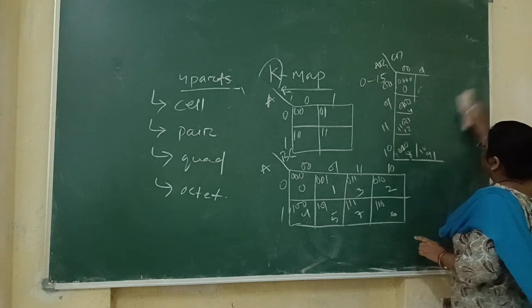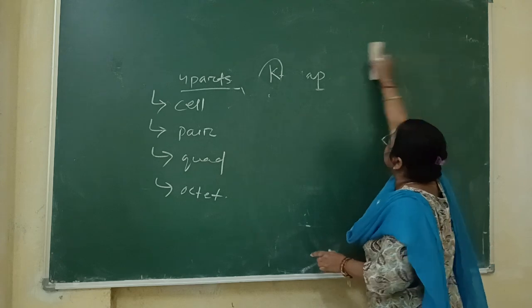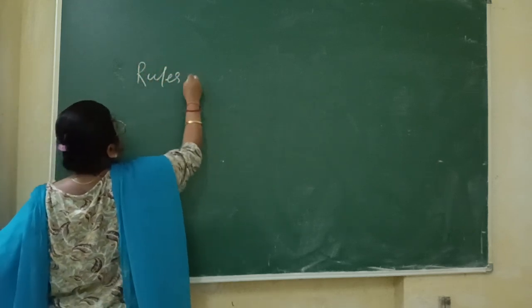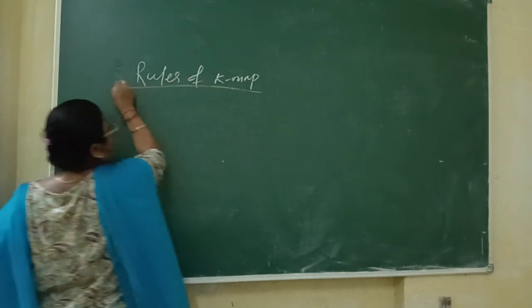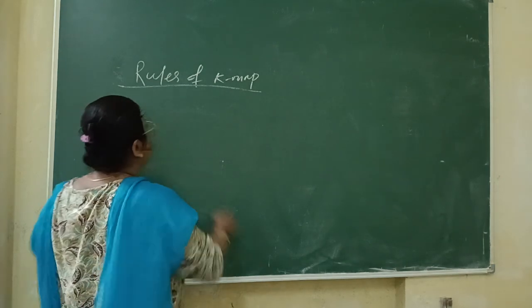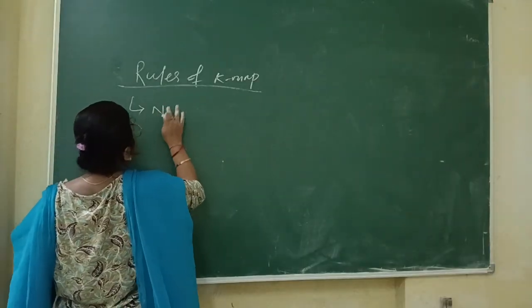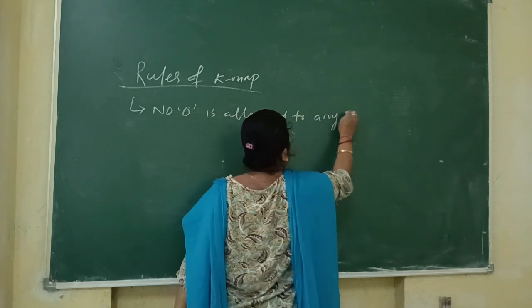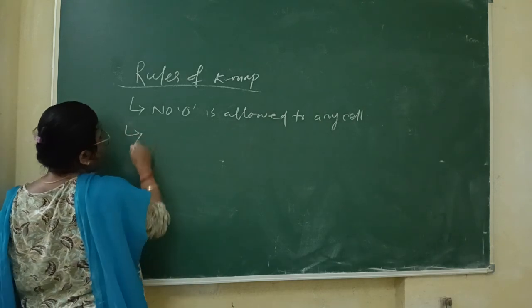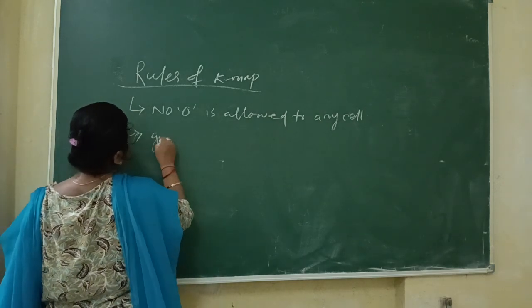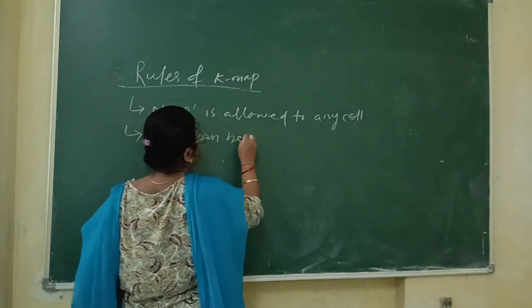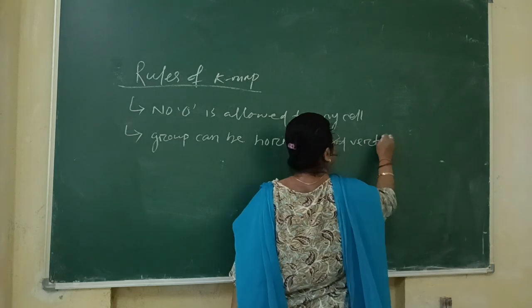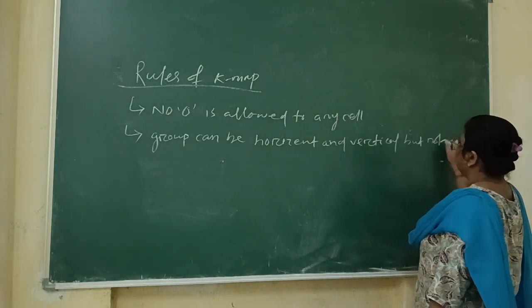So now, rules of K-map. What are the different rules in K-map? First rule is no zero is allowed to any cell. Second point, groups can be horizontal and vertical, but not diagonal.